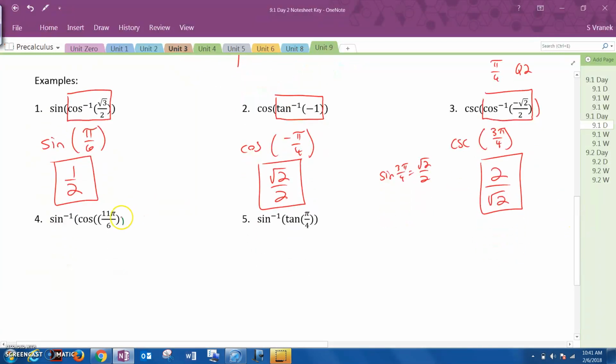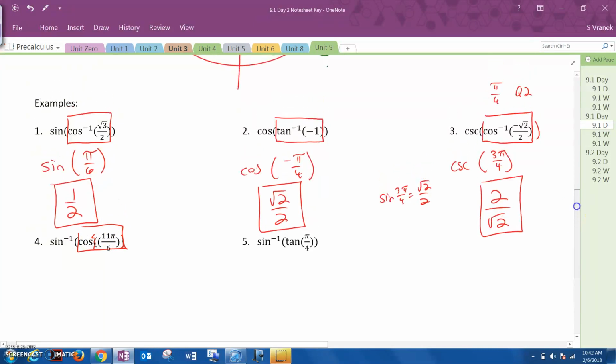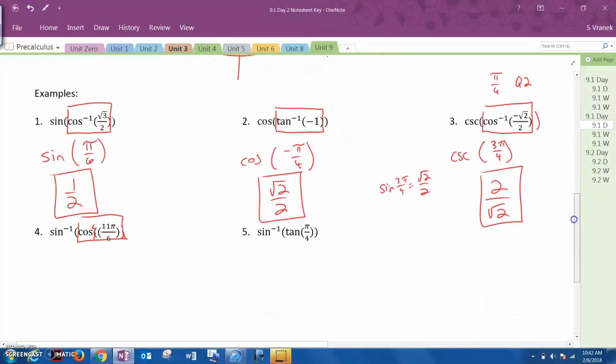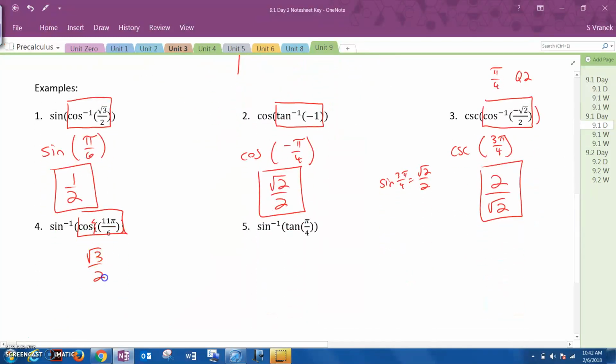Alright, this one, I don't know what's going on with the parentheses here. This is different. Notice how these last two are a little different because we are starting with finding out what the trig function is. So I need to know what the cosine at 11 pi over 6 is. Well, 11 pi over 6 is in quadrant 4. It's almost all the way around, but it's a pi over 6 reference, because 12 pi over 6 is 2 pi. So cosine of that would just be root 3 over 2.